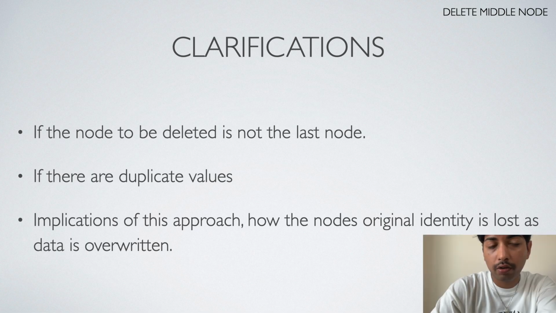Some discussions to have with your interviewer. First, clarify with the interviewer if the node to be deleted is not the last node, as this solution wouldn't work otherwise. Ask if there are any specific constraints, such as whether the list might contain duplicate values or could affect testing the correctness of the solution. Explain the implications of this approach, such as how the original node's identity is lost when data is overwritten.